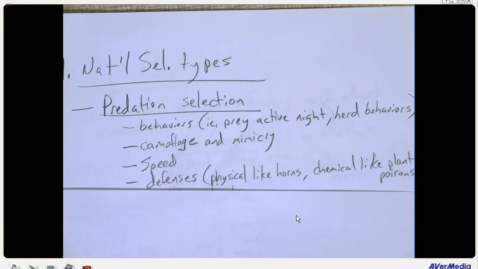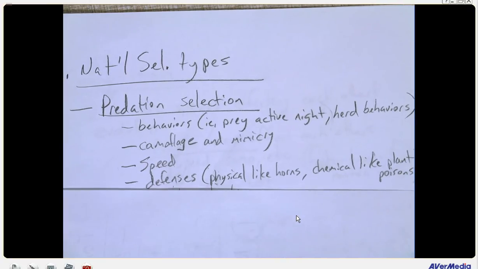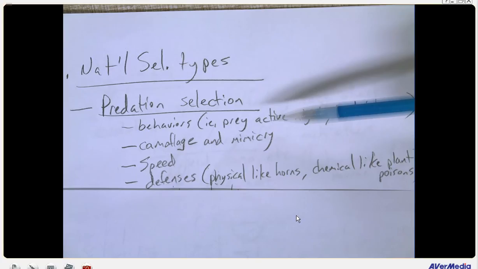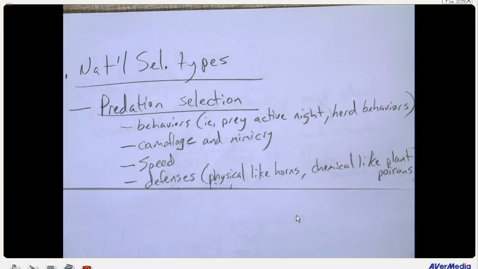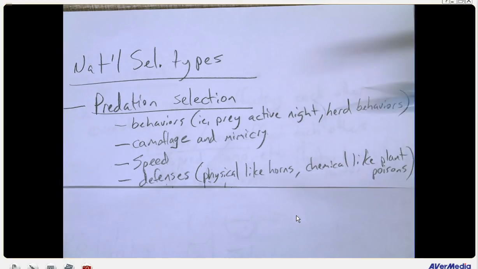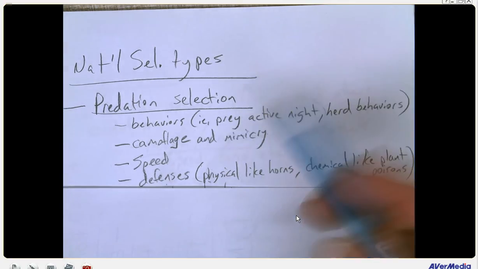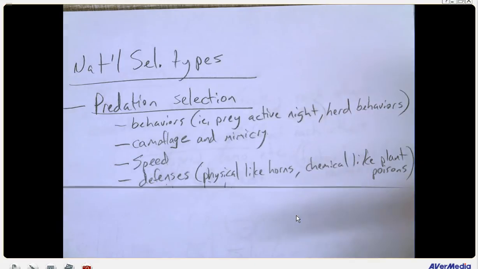Okay, number 1. So we're going into 3 different types of natural selection. The first one's called predation selection. We have behaviors like prey being active at night, herd behaviors. We have camouflage and something called mimicry, where you can imitate other organisms. For honors biology, make sure that you just know the camouflage. I think there's a U in there.